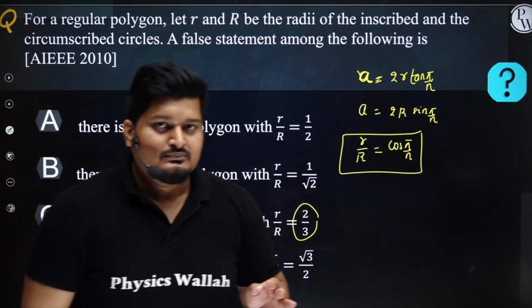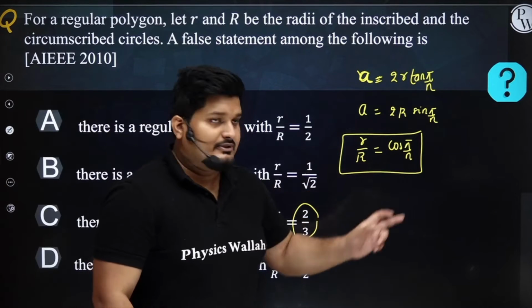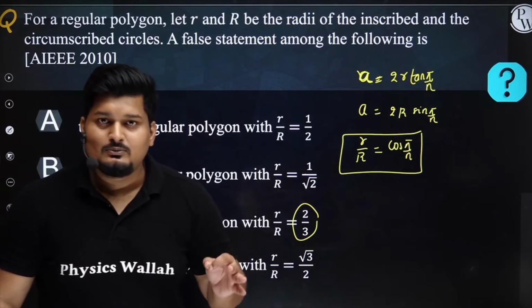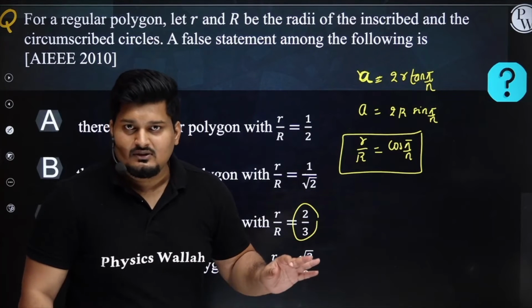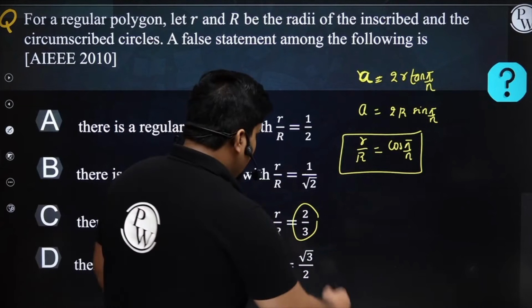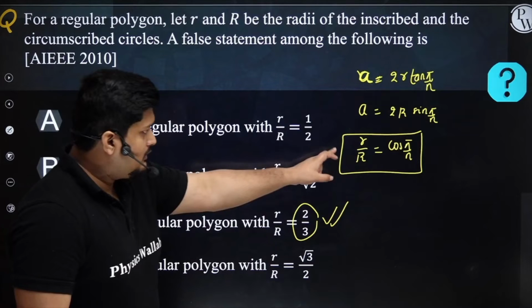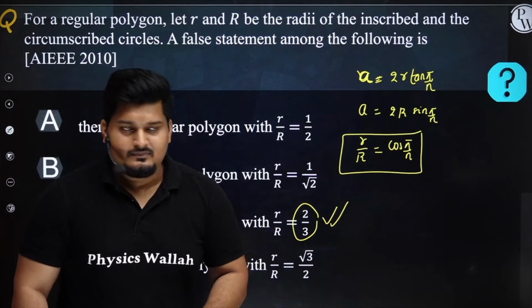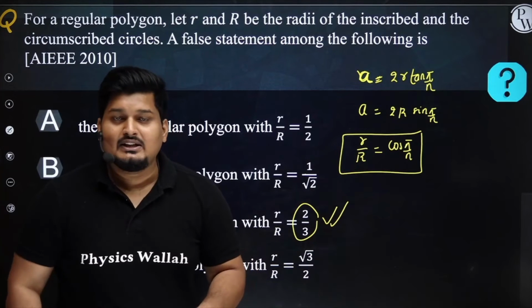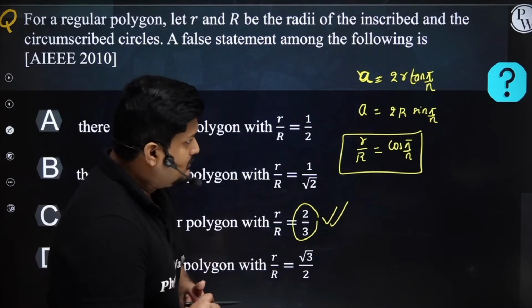Integer means the sides of the polygon. See, what is this n representing? It is representing the number of sides. It has to be some integer, but for 2 by 3, we don't have n as any integer at all. So this will be the false statement. The rest are all possible, for n equal to 3, n equal to 4, n equal to 6. But this one will not have any integral value of n possible. Clear? I hope the funda is clear.